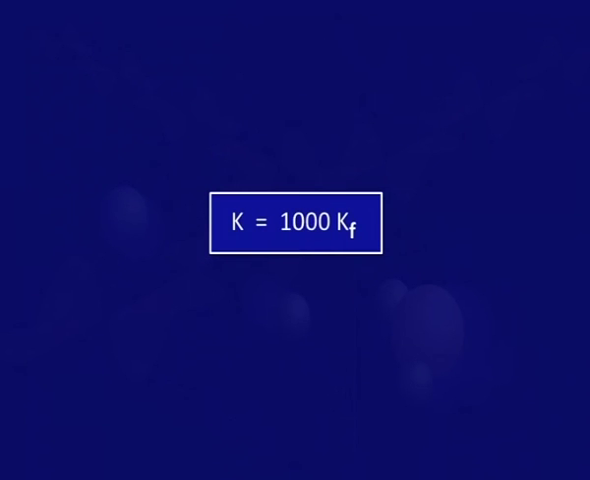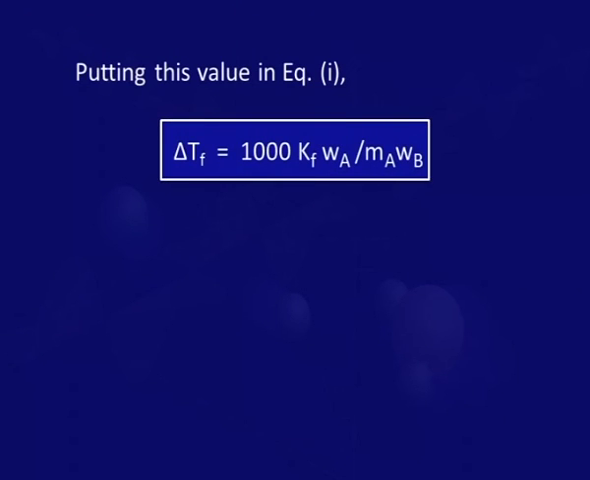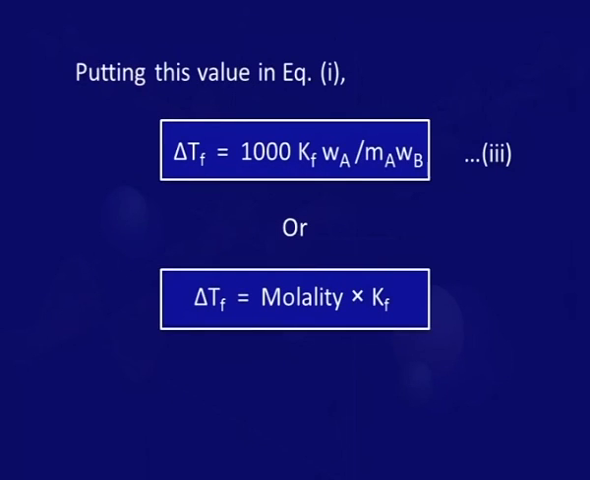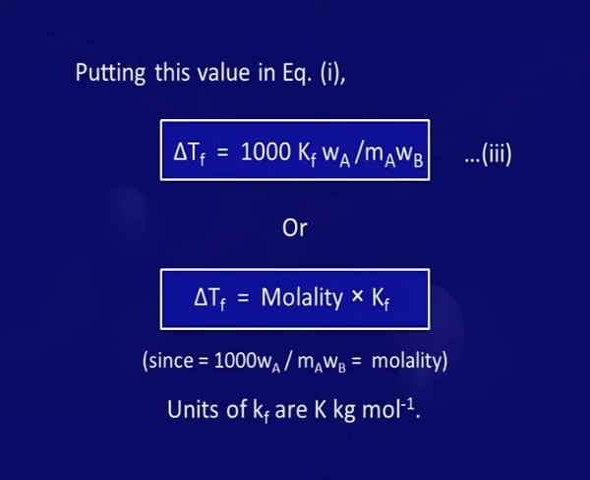Therefore, k is equal to 1000 Kf, and putting this value in equation 1, we get delta Tf equal to 1000 into Kf into Wa upon Ma into Wb, or we can say delta Tf equals molality into Kf, as molality is equal to moles of solute upon kg of solvent, which means molality is equal to Wa into 1000 upon Ma into Wb. The units of Kf, the molar depression constant, will be Kelvin kg per mole or degree Celsius kg per mole. Let us revise what we have discussed today.